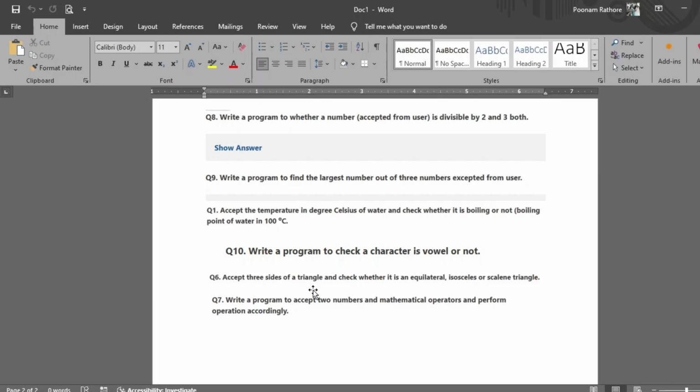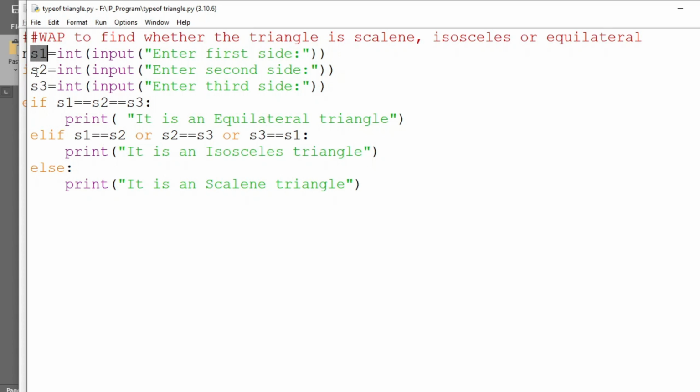We have to accept 3 sides of a triangle, and then we have to check whether it is an equilateral triangle, isosceles triangle, or scalene triangle. So I have taken the variables s1, s2 and s3, side 1, side 2, side 3. You can also write SIDE1, SIDE2 and so on. For short I have written s1, s2 and s3. Then a proper message: enter first side, enter second side, and then enter the third side.